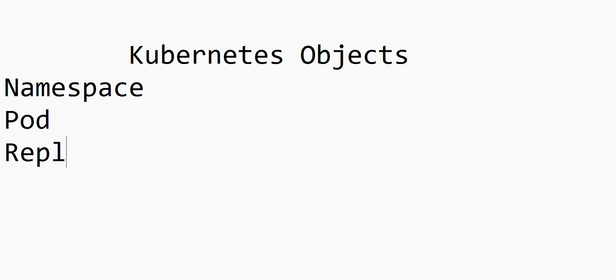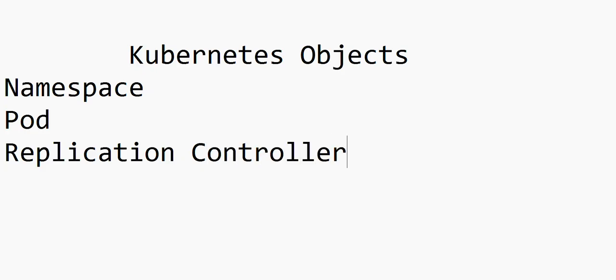In the Kubernetes series, now we are going to learn what Kubernetes objects are. Let's discuss Kubernetes objects one by one: Namespace, next Pod, next Replication Controller, Service. Let's discuss them one by one.